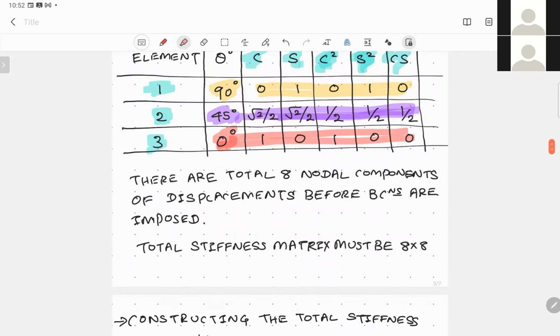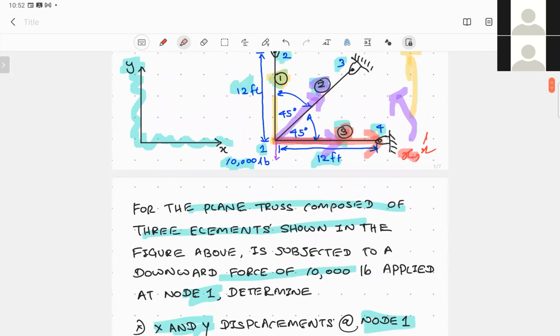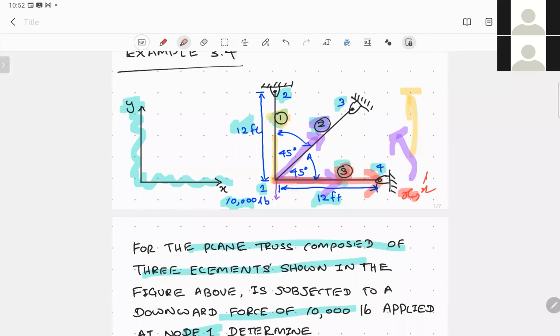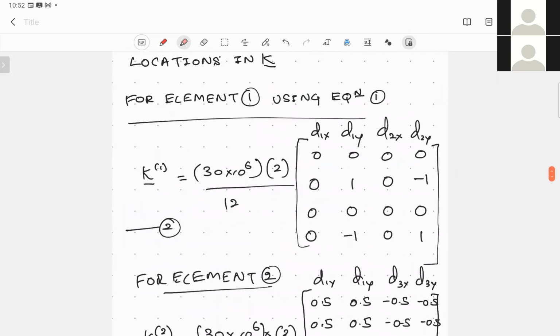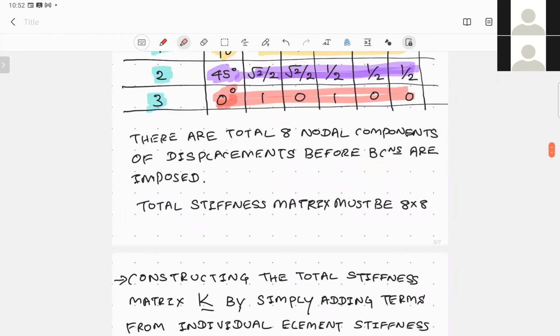So interestingly, how many nodes do we have in this problem? We have 1, 2, 3, and 4. 4 nodes. Each node has 2 degrees of freedom because it can move in the x direction and the y direction. So what is the total number of degrees of freedom? We have 8 degrees of freedom in this system. So our stiffness matrix should be an 8 by 8 matrix. Keep that in mind before we move on to the next section. The total stiffness matrix of the total structure should be an 8 by 8 matrix.